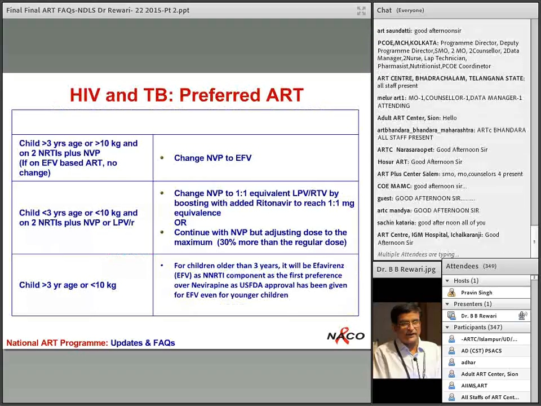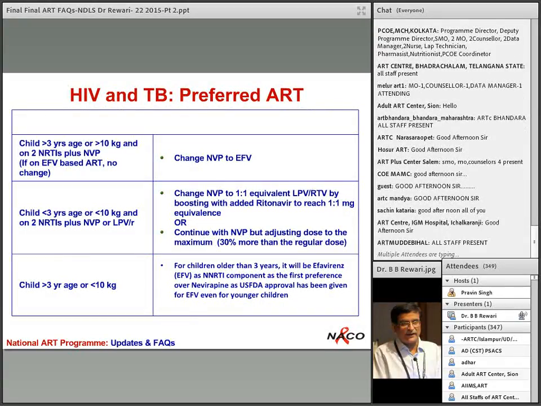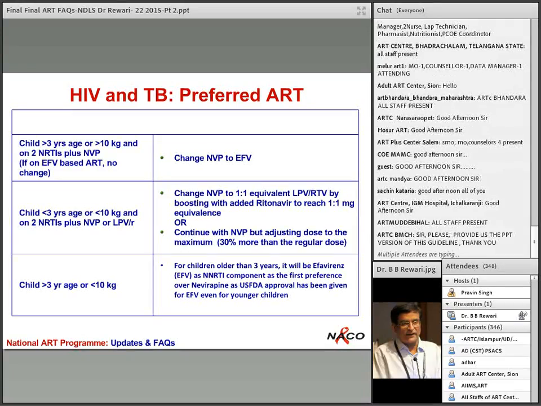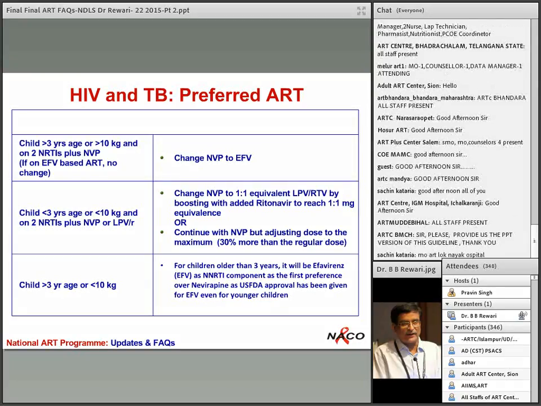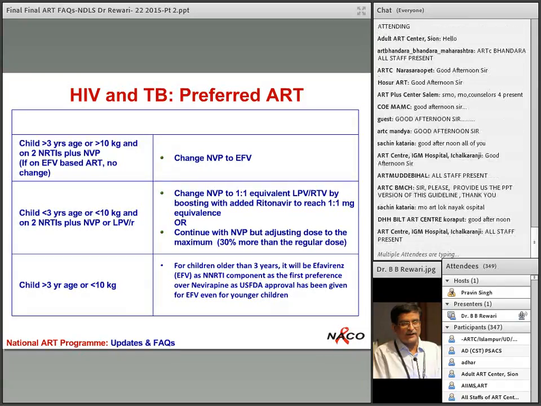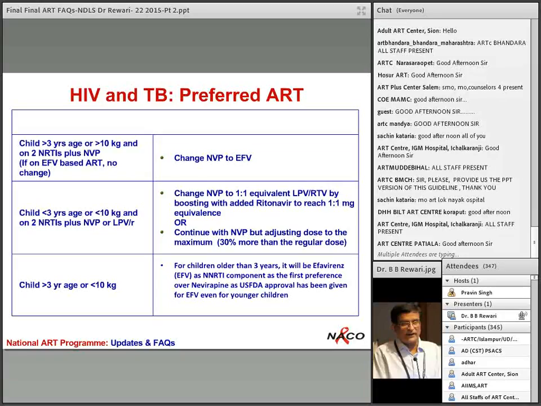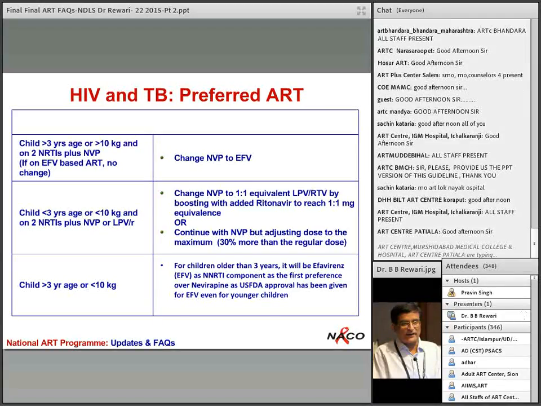Okay, but there were a lot of questions on children with TB. I will spend little time on this. There can be 3 scenarios: children more than 3 years, more than 10 kg; less than 3 years, less than 10 kg, where the guidelines are clear. But children more than 3 years and less than 10 kg, a very unlikely scenario unless the child is malnourished, is not picking up weight because of HIV. This scenario can be there.